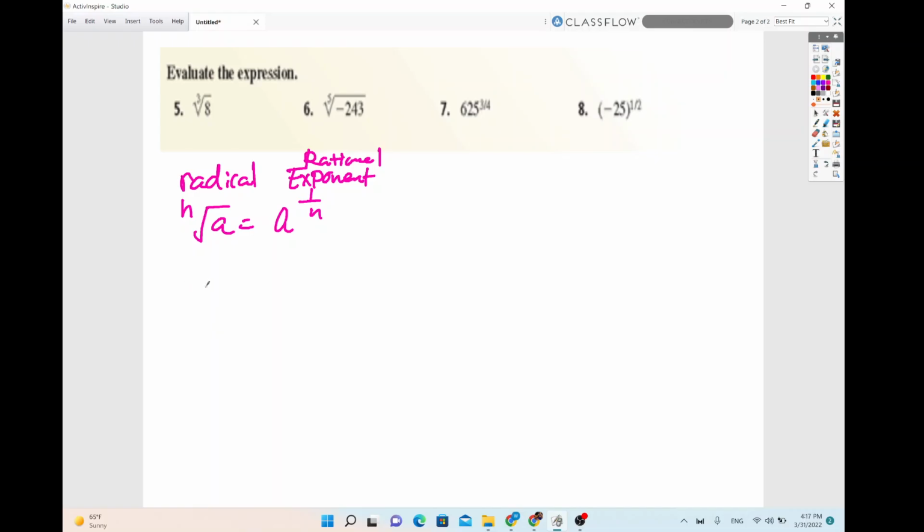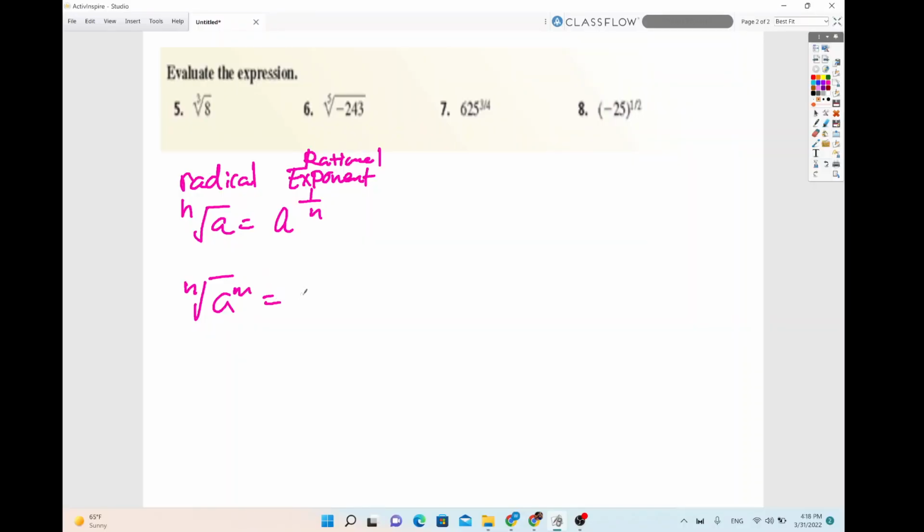The other one we found here is the nth root of a to the power of m. This can be written as a to the power of m over n. What happens if we see the nth root of a times the nth root of b? Basically, we just multiply those radicals together, so it's the nth root of a times b.